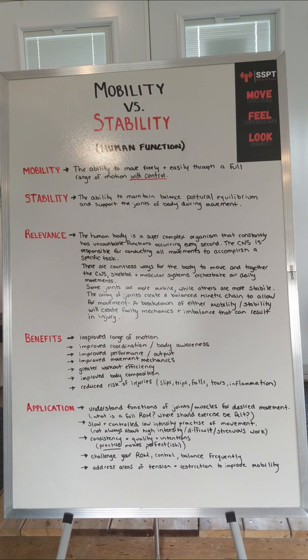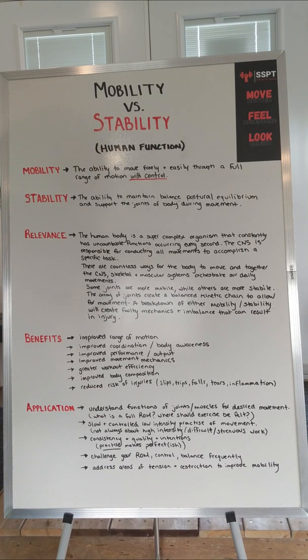Okay? Stability, on the other hand, is the ability to maintain balance, balanced postural equilibrium, and support the joints of the body during movement. So this is what all your ligaments, your tendons, your muscles, and everything work together to do, to create that stability around the joint so that you can have the mobility to do appropriate exercises with proper mechanics so that you're not hurting yourself.